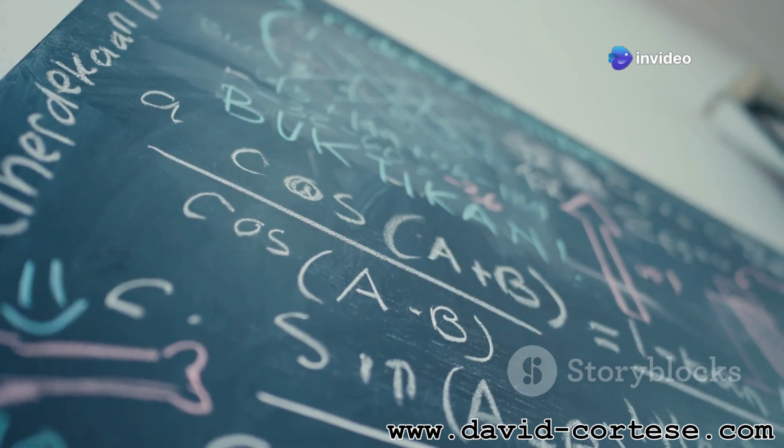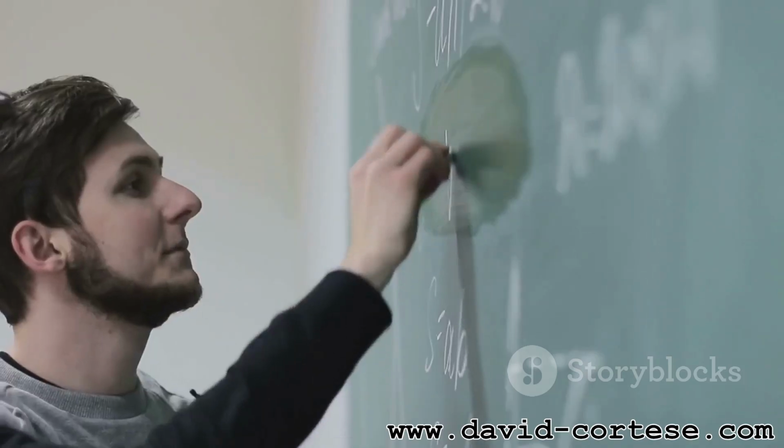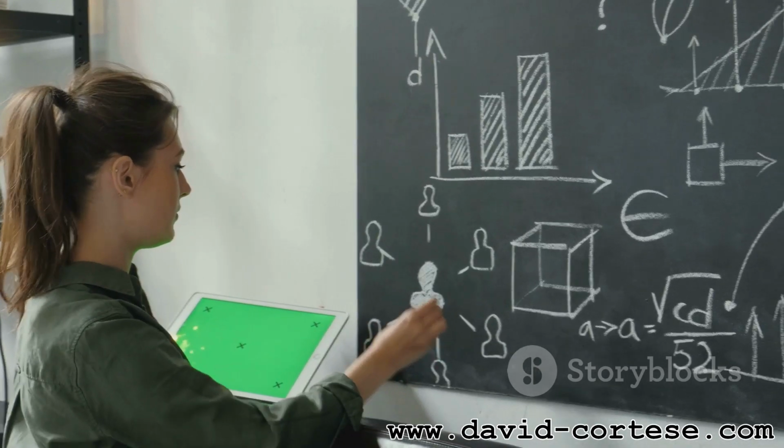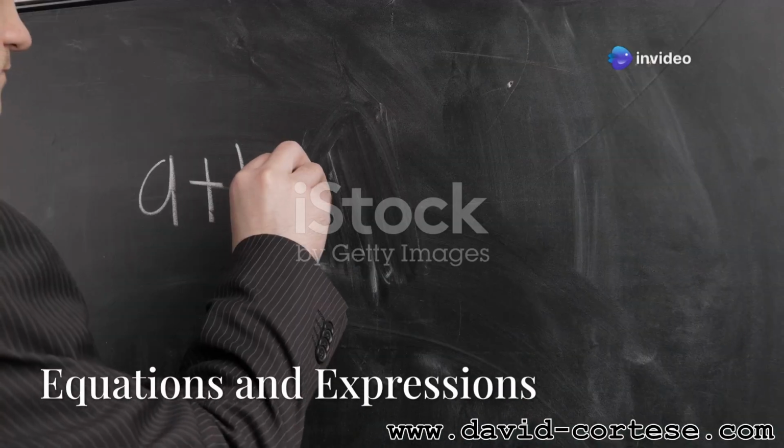Then we have coefficients, which are numbers multiplied by variables. For example, in the term 2x, 2 is the coefficient. It tells us how much the variable is being multiplied by.